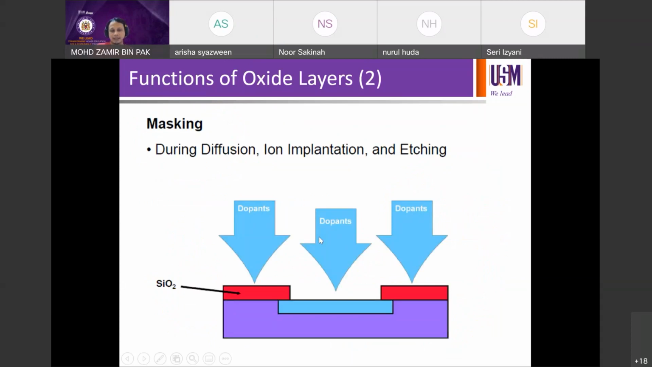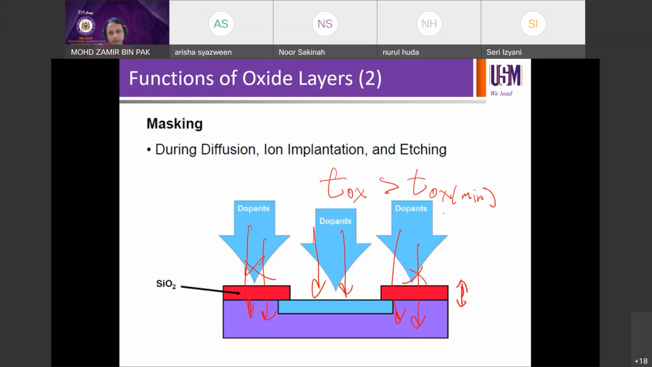Right? So masking, as I explained earlier, you want to block certain areas from being doped. So in this case, you can only dope this region, but not here and not here, only if the thickness of your oxide is above the minimum thickness. If it is below minimum thickness, then it's just going to dope anyway, as if there is no oxide there. So it has to exceed minimum thickness. T-ox exceeds T-ox minimum. You can say something like this. If okay, then it's going to block. Else it's not going to block.